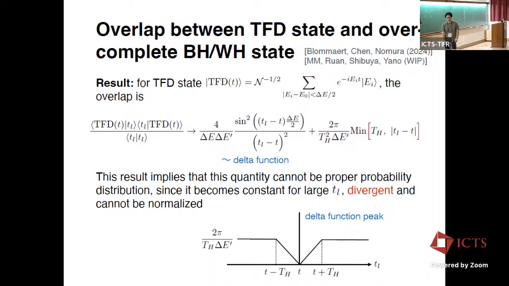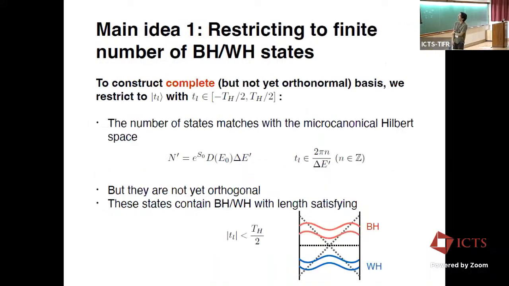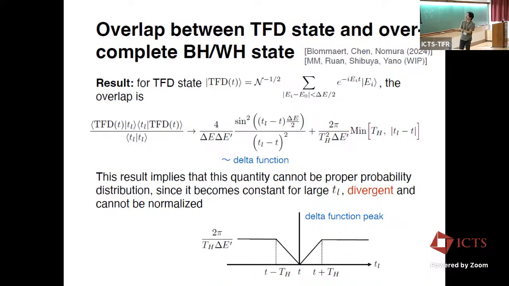Thank you. But one intuitive way to think about this is that after a very late time, your wave function, your TFD state, spreads over the whole length states. So the black hole and white hole states are equally probable. In that case, there's no way to distinguish between the states. So we have the issue of a divergent probability to find a black hole state.